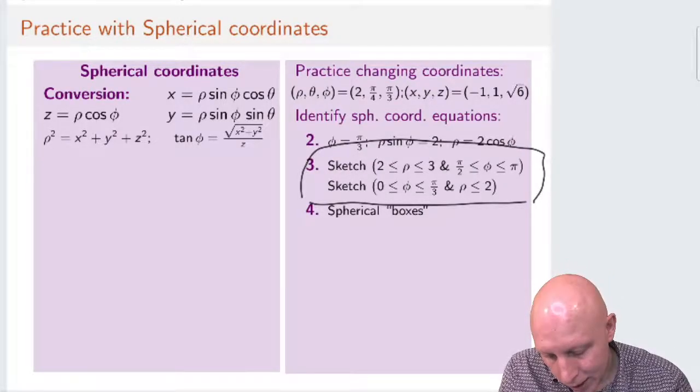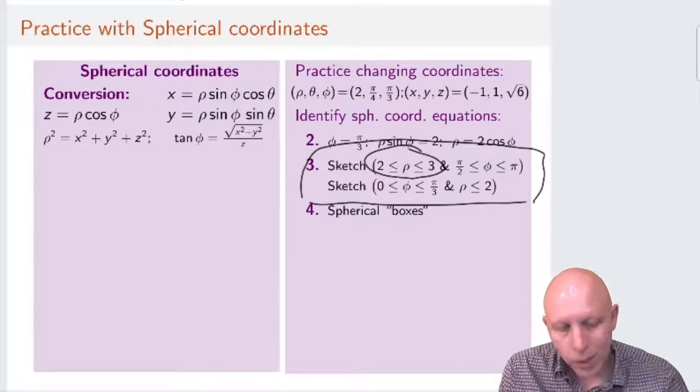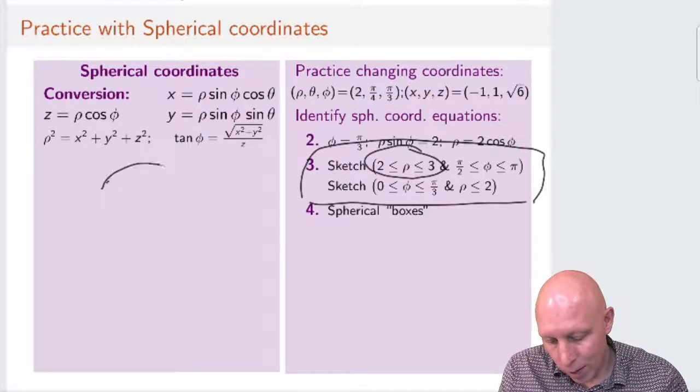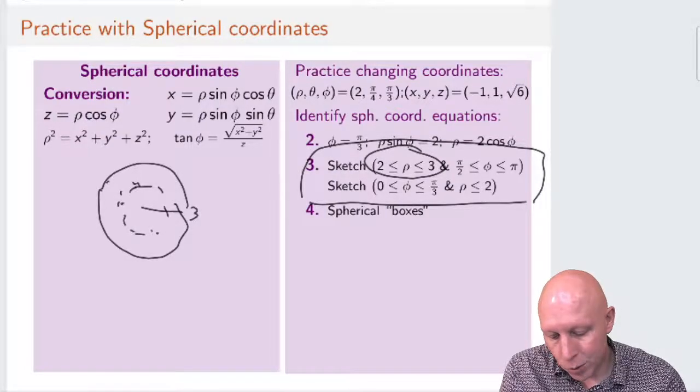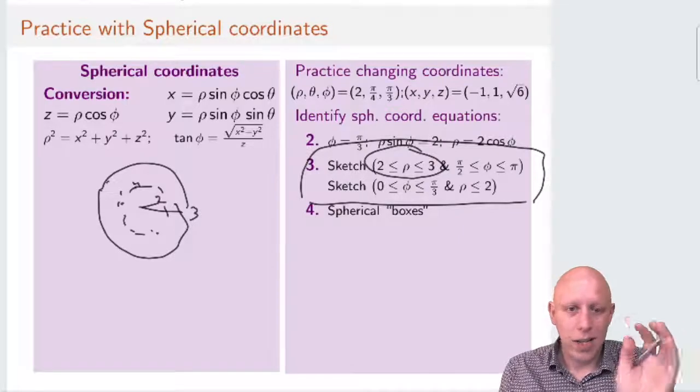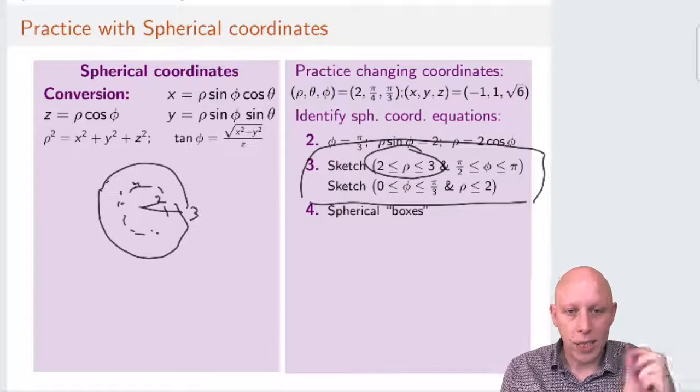So when we say rho is between 2 and 3, remember rho is the radial distance. And so that's telling us that we have a sphere of radius 3, and inside we have a sphere of radius 2 that's not allowed. So it's a hollowed out sphere that has the outer radius 3, the inner radius is 2.